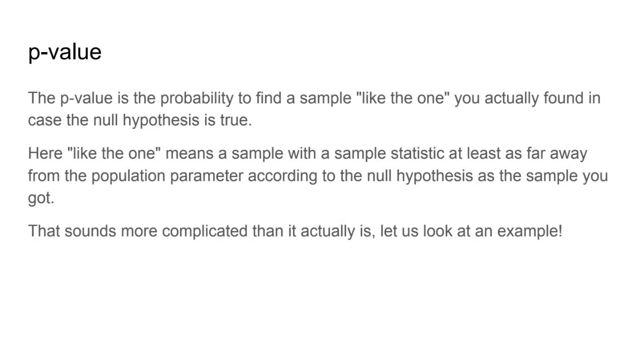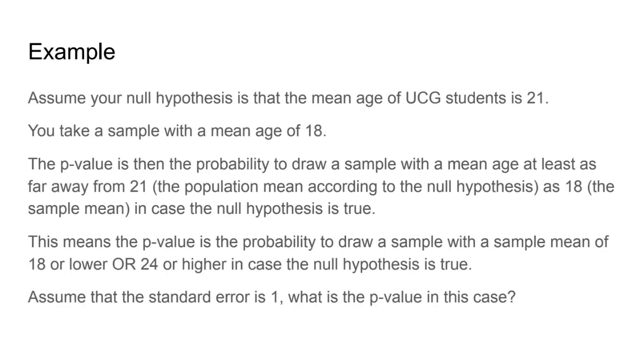So in a way, what I mean is that a sample is like the sample I found in case it is as different from the claim of the null hypothesis as the sample I found. It sounds a little bit complicated, right, the sentence, but I will show you with an example what is meant here, and then you will see that it's actually not so super complicated. So let's look at an example. So assume our null hypothesis is that the mean age of UCG students is 21.